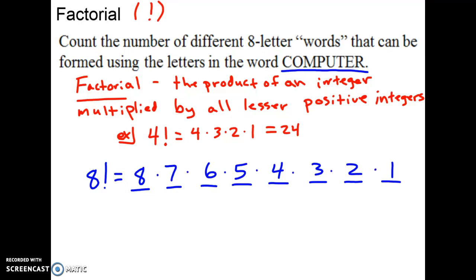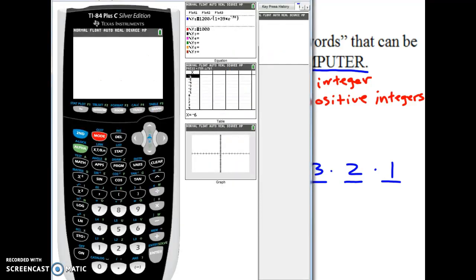Now you could go into your calculator and go 8 times 7 times 6 times 5 times 4 times 3 times 2 times 1, and you'll get the correct answer. But once you start getting into higher numbers, like if we had to do 26 factorial, like from our last example, that might get a little bit long.